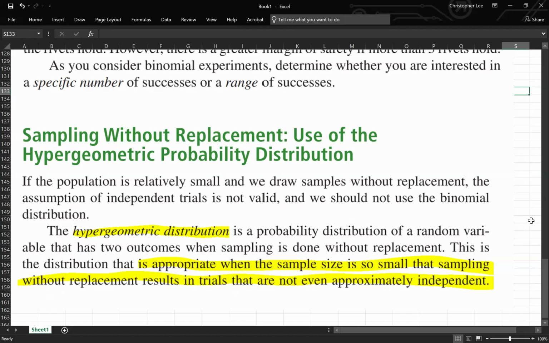The hypergeometric distribution is a probability distribution of a random variable that has 2 outcomes when sampling is done without replacement. This is the distribution that is appropriate when the sample size is so small that sampling without replacement results in trials that are not even approximately independent. All right? Cool.